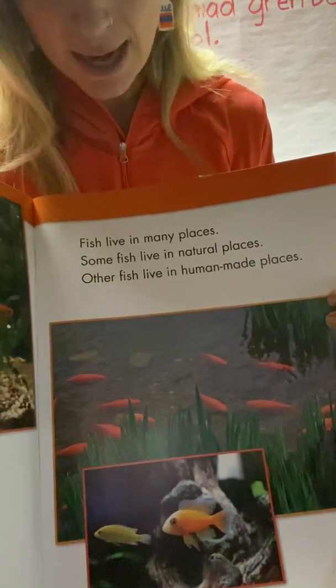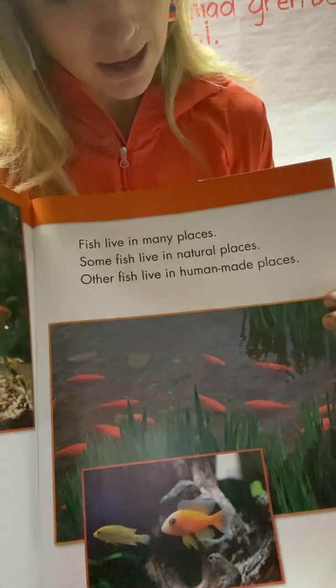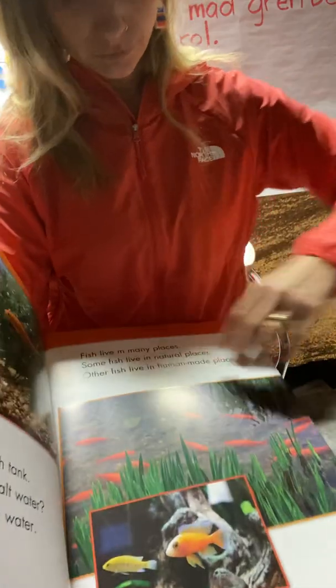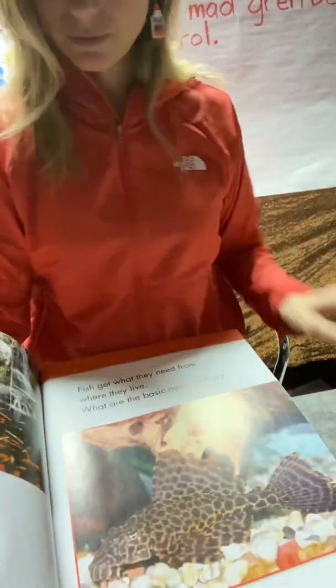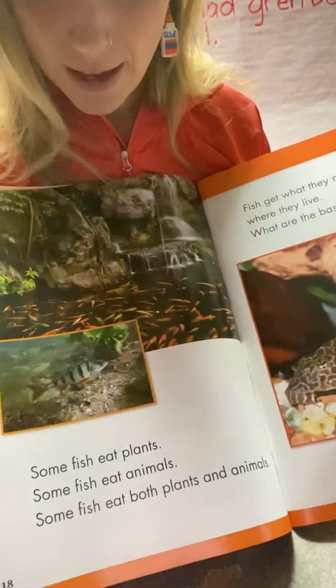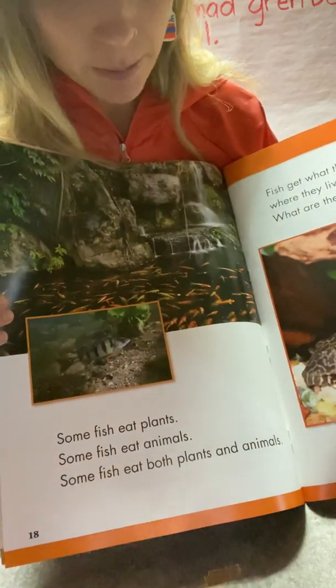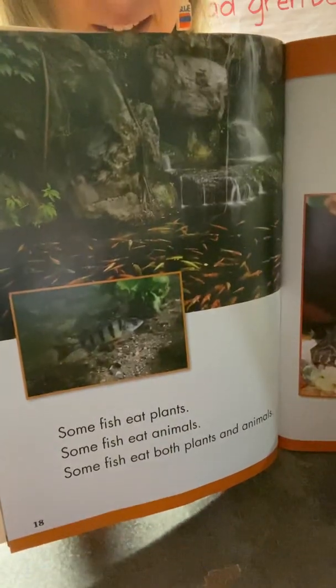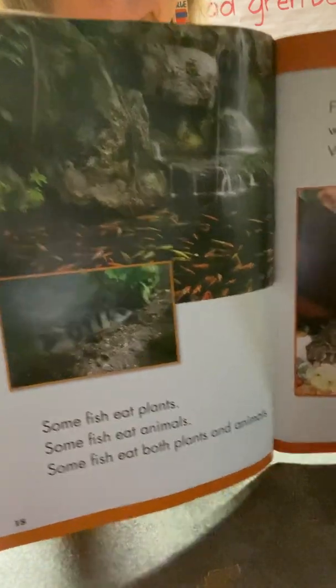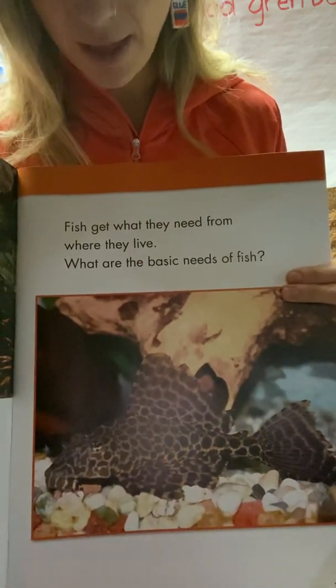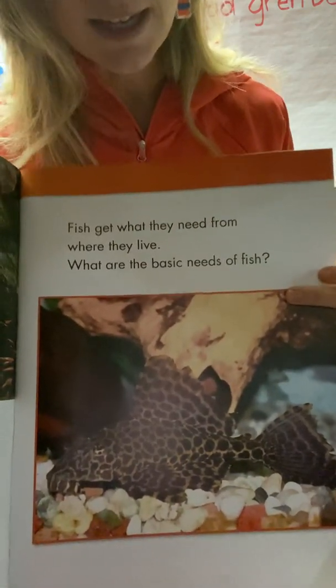Fish live in many places. Some fish live in natural places, and other fish live in human-made places. Some fish eat plants and some fish eat animals. Some fish eat both plants and animals. Fish get what they need from where they live. What are the basic needs of a fish?